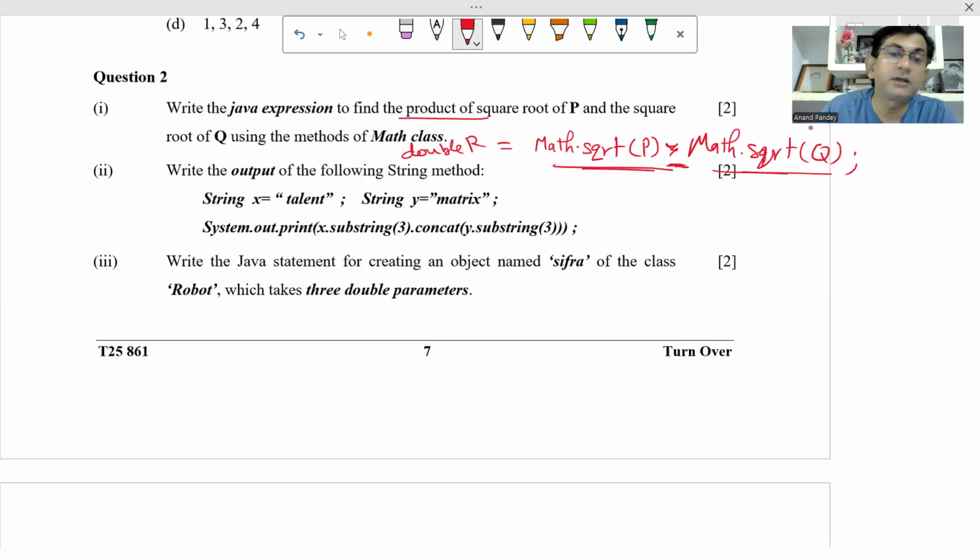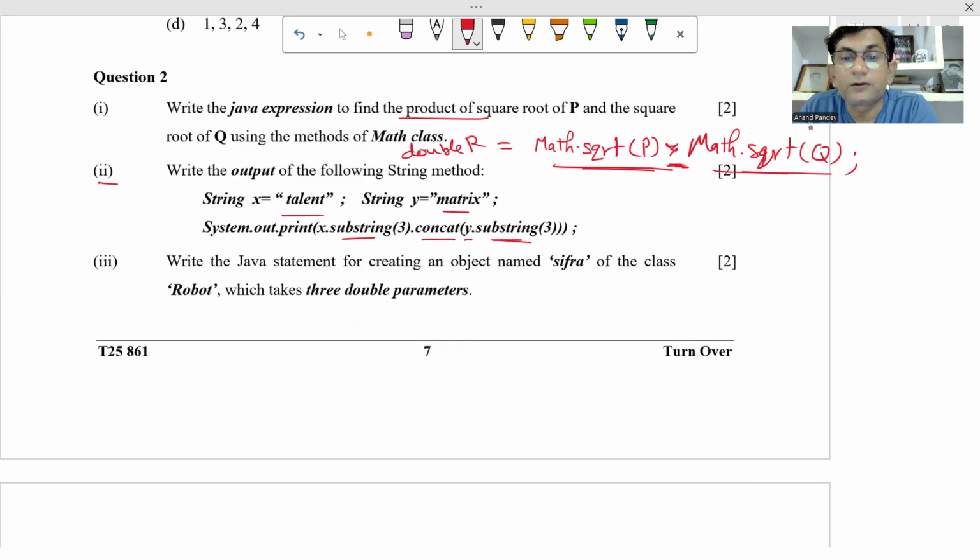Read the statement carefully. Now see the question number 2, the second part. Write the output of the following string method. Okay. X equal to talent, y equal to matrix. Now here substring function, concat function, substring function. So let me show you. As I told, the innermost bracket function executes first. So this substring function will execute first. So let's solve this first.